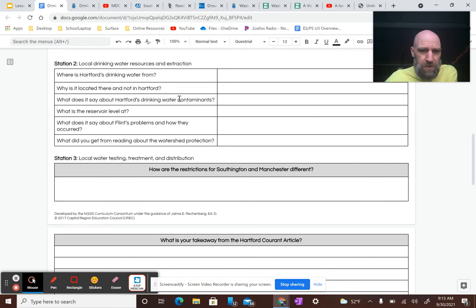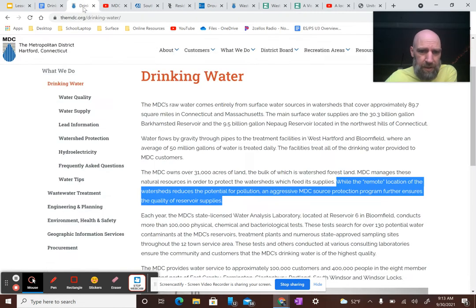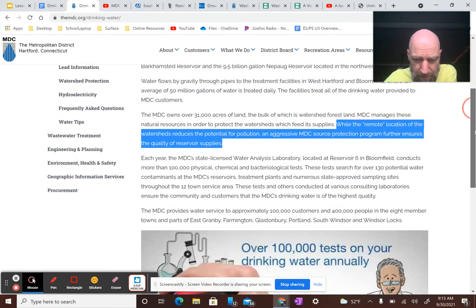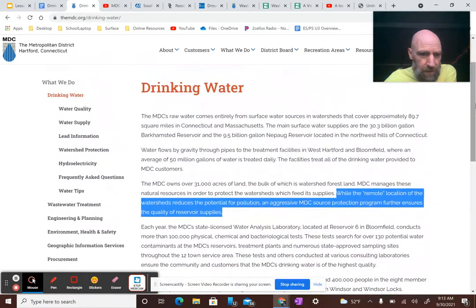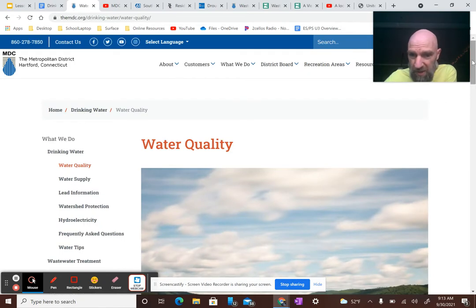All right, next question: what does it say about Hartford's drinking water contaminants? Ooh, let's take a look at that. I'm not sure if that's down here. All right, let's take a look here. Water quality. Might be here.